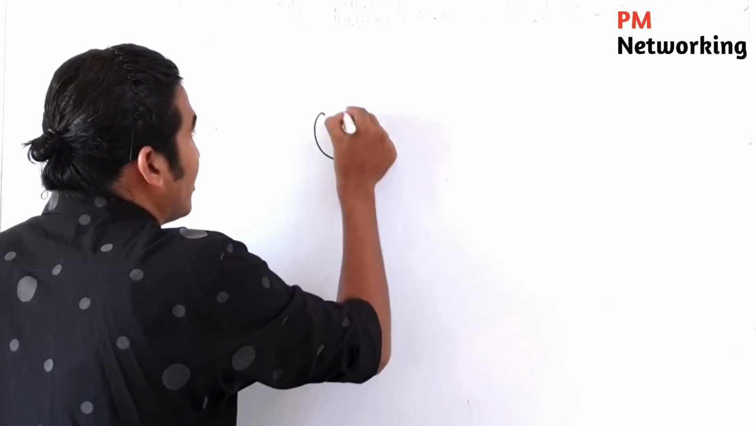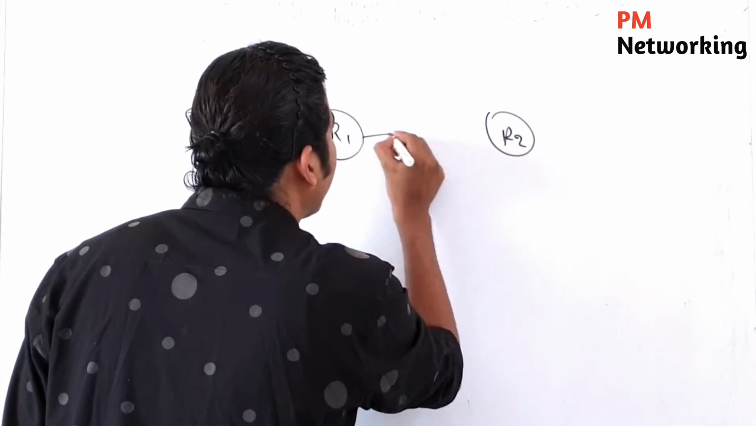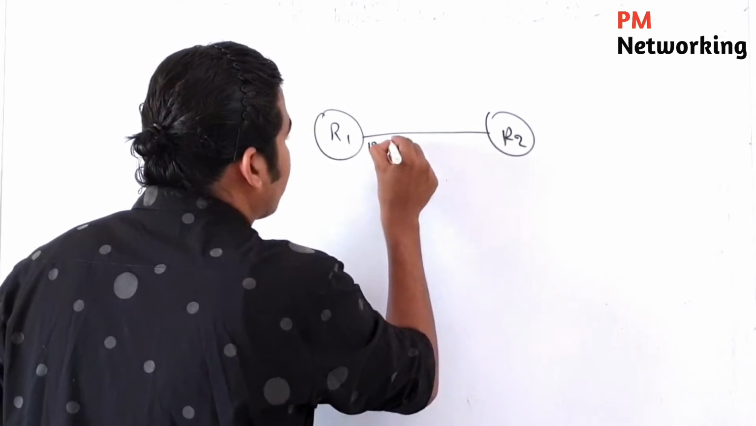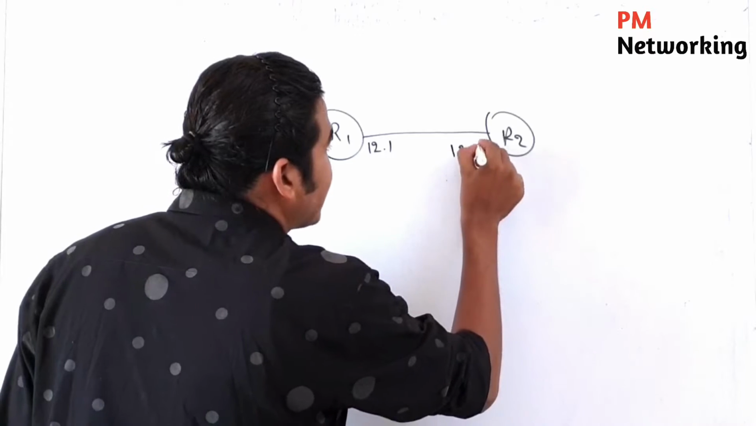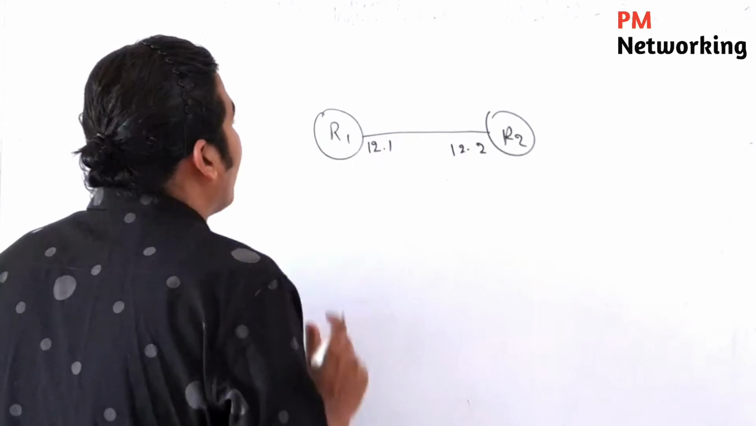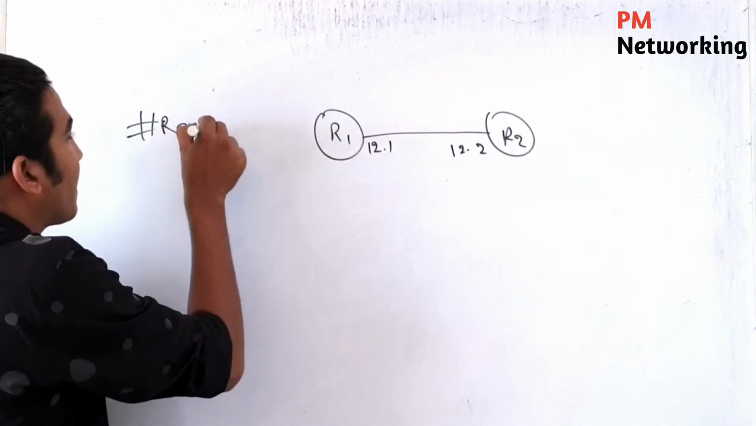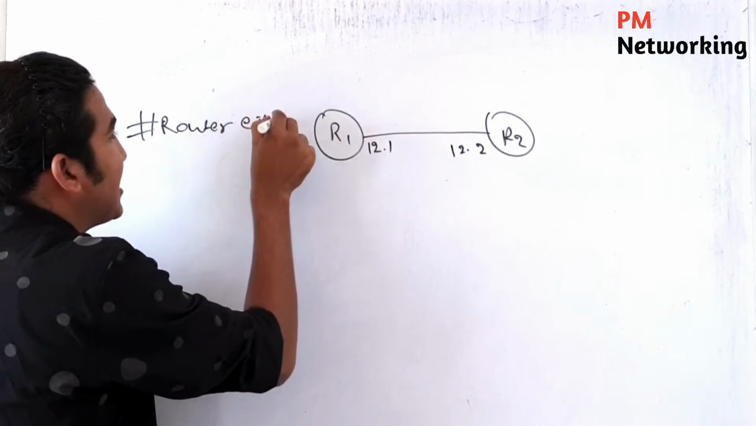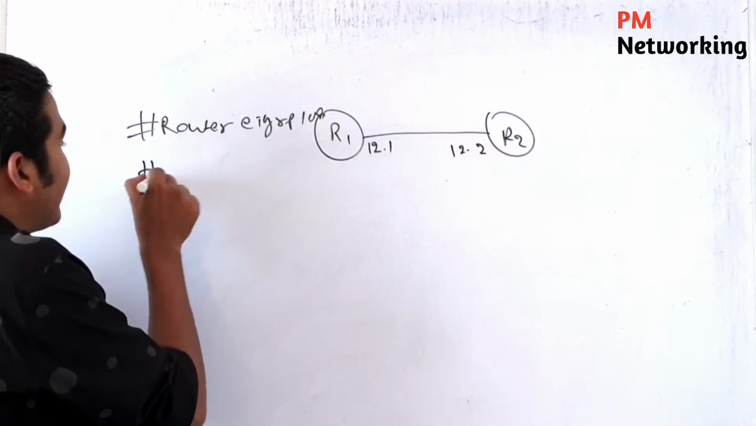Suppose we have 2 routers, this is my R1 and this is my R2, right? Suppose the IP address of this interface is 21.1.1.1 and the IP address of this interface is 21.1.1.2. When I configure EIGRP over here, how will I configure EIGRP, right? Router EIGRP and AS number, suppose 100. After that, network command.